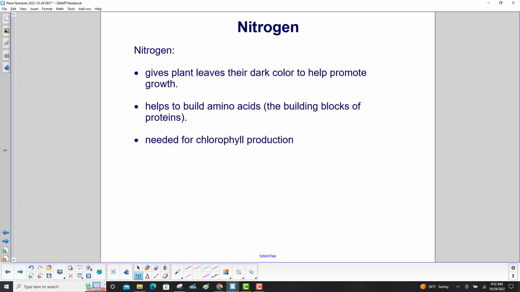Nitrogen gives plant leaves their dark color to help promote growth. It helps to build amino acids, and amino acids are the building blocks of proteins, and it's needed for chlorophyll production.